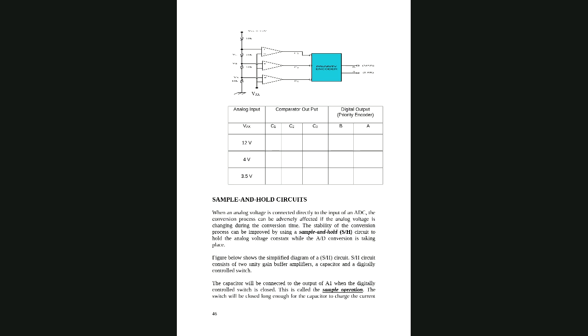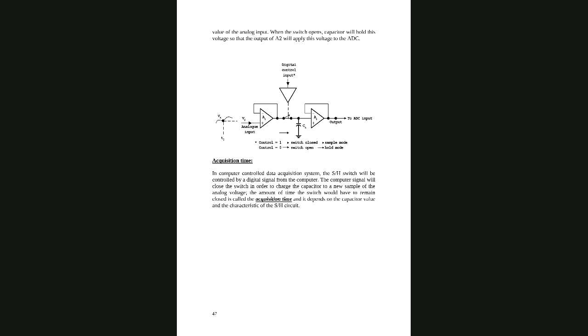The figure shows a simplified diagram of a sample and hold circuit. A sample and hold circuit consists of two unity gain buffer amplifiers. Buffer means what? It's just simply like a gate. Whatever the input, the same is the output. It will not affect the input; whatever the input, the same value will be maintained. If you see here, V out equals V in, and the gain is 1, like a buffer.